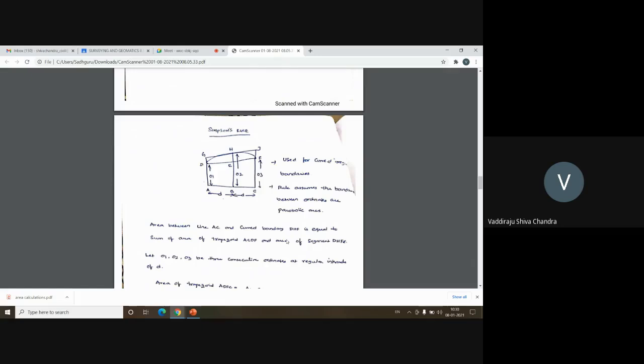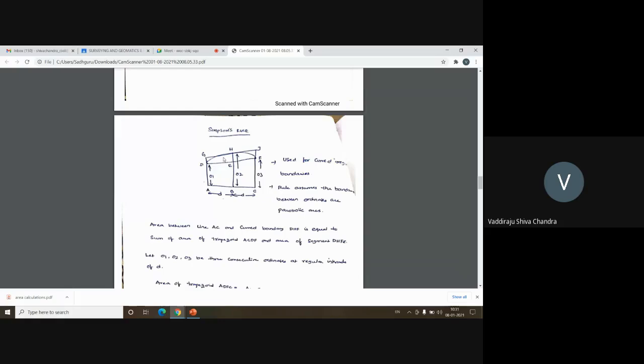In the trapezoidal rule, average ordinate rule or mid ordinate rule, we are assuming that the two edges of the boundary are joined with straight lines. But in order to increase the accuracy of the area estimation, in Simpson's rule we assume that the boundary is a curved boundary. You can see here, these are the two ordinates O1 and O2, joined by a curve DH. Similarly, we have two ordinates O2 and O3, joined by HF, which is a curve.